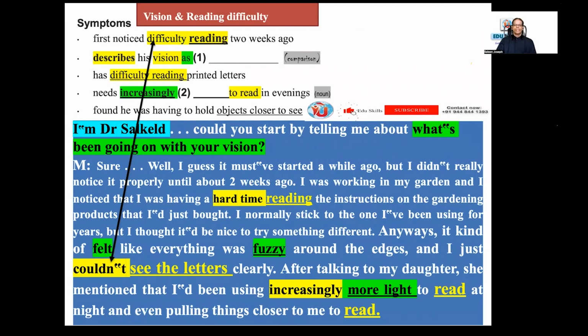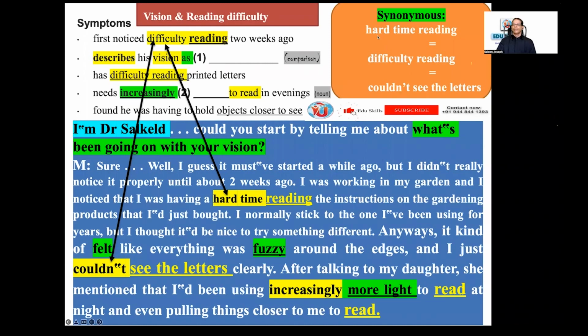Okay. And see, difficulty reading, hard time reading, couldn't see the letters, felt is feeling. Whenever there is feeling or emotions, next will be the answer. And see, synonymous language used: hard time reading, difficult means difficult reading, couldn't see the letters. These are synonymous language, not the same words used, but different words used to express the same meaning.